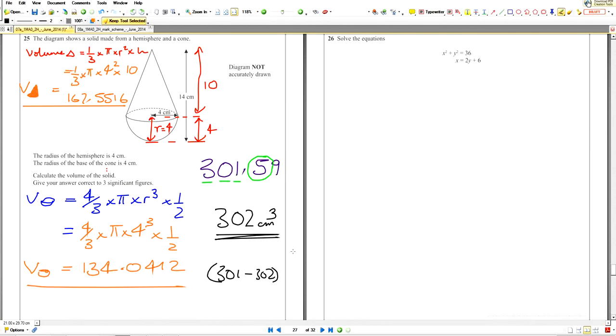Okay, so we're on question number 26 now. Let's have a look how much more we've got left in this paper. Question 26, I think we've only got one left. Lovely. And it's time for bed.